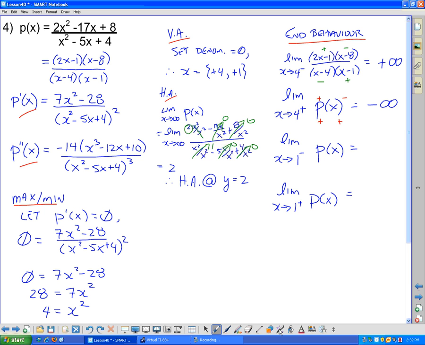So approaching 1 from the negative side, I'm going to put a 0 in. That'd be a negative, negative, negative, and a negative. So all the negatives cancel out. It would go to positive infinity. And the last one, let's pick the number 2. Positive, negative, negative, positive. So it too would apparently go to positive infinity.